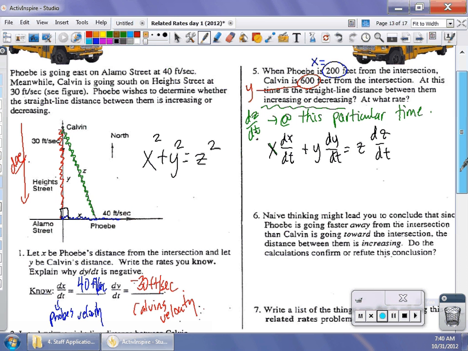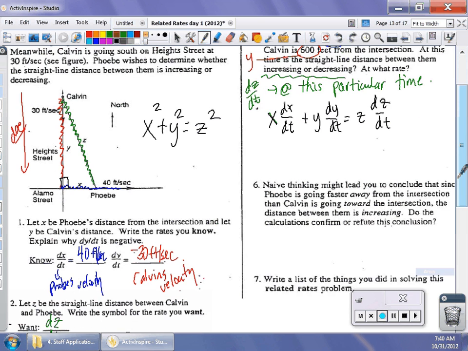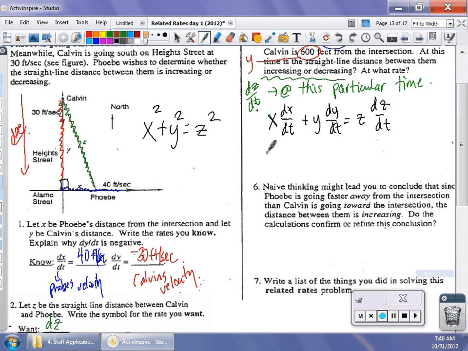All right, we're going to substitute the values that we know. Remember, they told us x was going to be 200. I know that Phoebe's velocity is 40 feet per second. Calvin is 600 feet away from the intersection, and his velocity, remember, is negative 30 feet per second because his distance was decreasing. I'm looking for dz/dt, and I need a value for z.